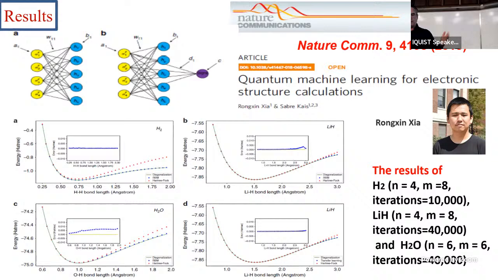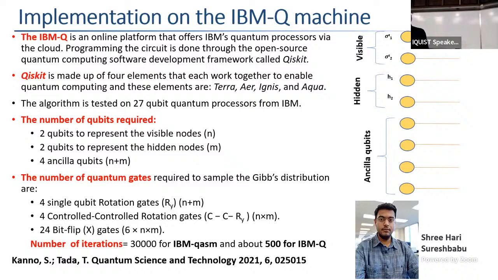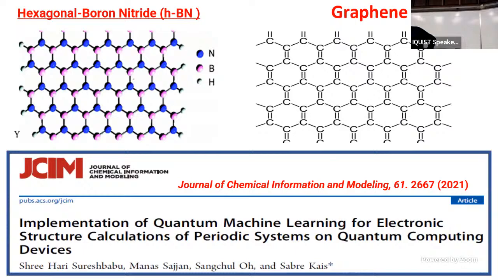With my students, Srihari and Manas Sajjan, we were able to put in the boundary conditions and see how to simulate a two-dimensional system. This is graphene, and this is hexagonal boron nitride. You see the unit cell is very simple. We took the simplest one, with two different carbon atoms, single and double, so you have 4 by 4 matrices. Let me finish this one.